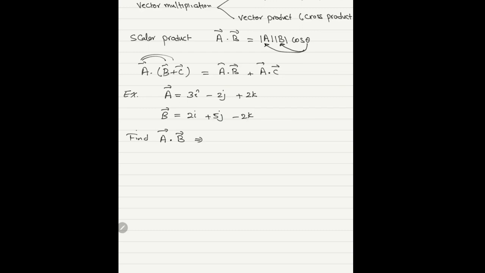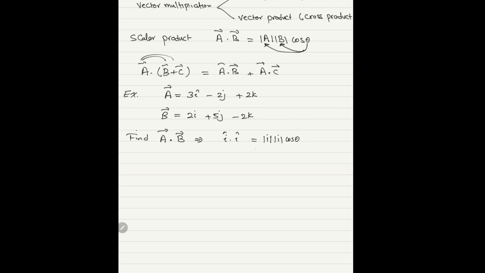Now, before doing this, let's find i dot i. It's the magnitude of i, same rule as here, magnitude of i cosine theta. And theta is the angle between i and i, which in this case is equal to 0, and cosine 0 is equal to 1. And the magnitude of i, as we mentioned before, is equal to 1.